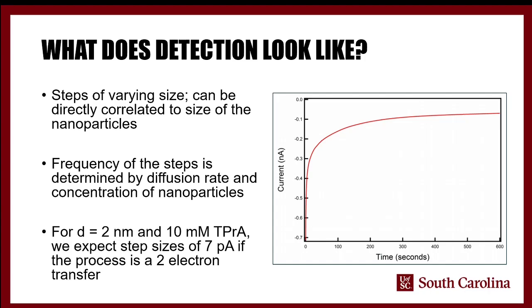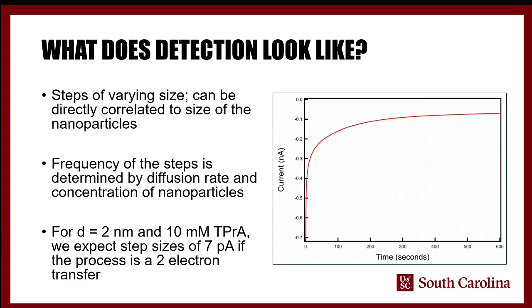And so using the equations on the previous slide, for an average diameter of 2 nanometers and using a concentration of 10 millimolar of the tripropylamine, the predicted step size for a 2 nanometer diameter particle would be about 7 picoamps if the process is a 2 electron transfer, which is what was predicted based on my literature review. At least in aqueous solutions, the tripropylamine typically went to a 2 electron oxidation and ended in a neutral species that would not react any further and would also not undergo a reduction. So it was a one-way reaction, but with two electron transfer steps.